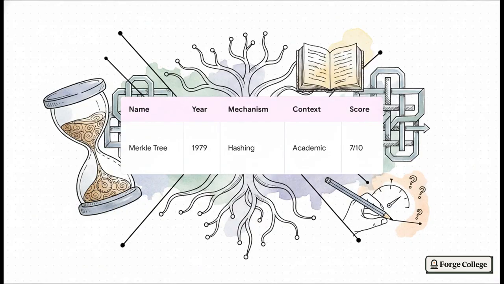Just look at how clean this metadata blueprint is. By capturing these specific fields, like you've got the name, Merkle tree, the year 1979, mechanism tags like hashing and academic for the context, boom, you instantly have a structured dataset. And notice that final column, the score, that's an initial influence score from 1 to 10. In this case, a 7. Just remember, this score is literally just a starting estimate to help you prioritize. Please don't let it paralyze your progress. Just give it a gut check number and move on.